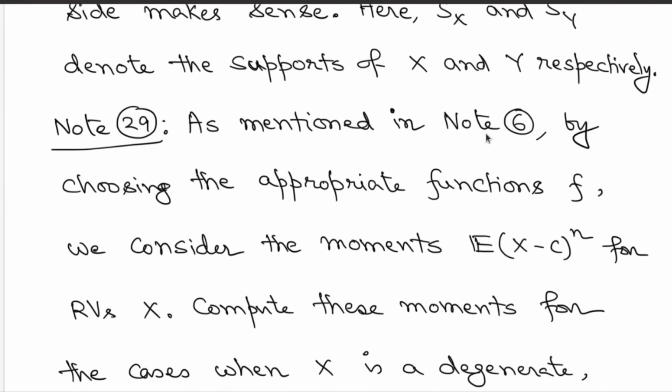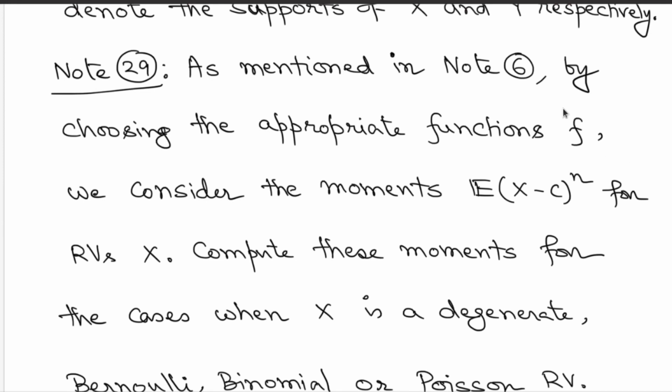Okay. And as mentioned earlier, you can choose appropriate functions f to talk about moments of the random variable x. Okay. So you can talk about the nth moments of x about any point c. So all you have to do is to choose this function f to be small x minus c raised to the power n, defined for any real number small x, right? So if you choose such appropriate functions, you can compose with x and you can get these moments.